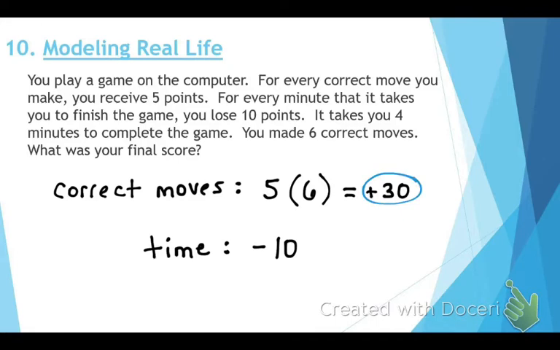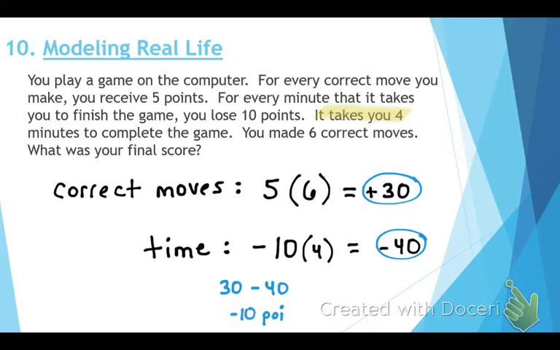What does it tell me about the time? Does it tell us how long it took us? 4 minutes. Yes, it says right here, it took you 4 minutes to complete the game. So that means I lose 10 points for every minute. So I've got to multiply this by 4. What is negative 10 times 4? Negative 40. Once again, that's an important piece that I need. Now I've got to combine those two. What is 30 minus 40? Negative 10 points is what your final score is.